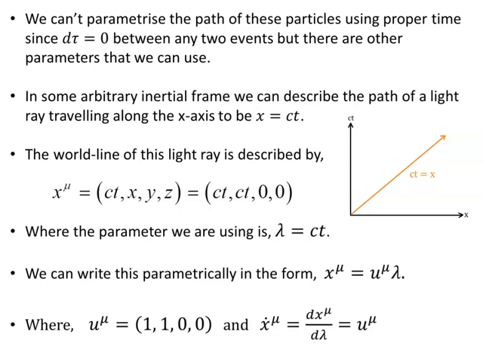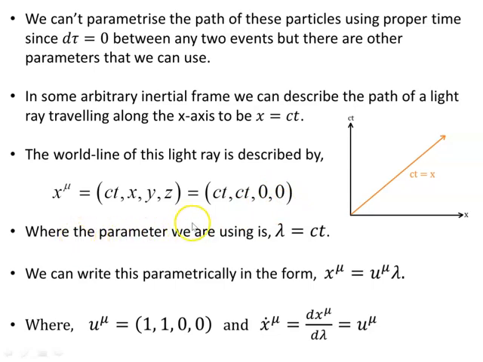Now, in some arbitrary inertial frame, a non-accelerating frame, we can describe the path of a light ray traveling along the x-axis to be x equals ct. So on this space-time diagram, with the y and z directions suppressed, we can see the world line of a photon is x equals ct. The world line of this light ray can be described with its coordinates. So its position four-vector is (ct, x, y, z) = (ct, 0, 0). Remember, x equals ct, and the motion is only along the x-axis, so the y and z components are 0.